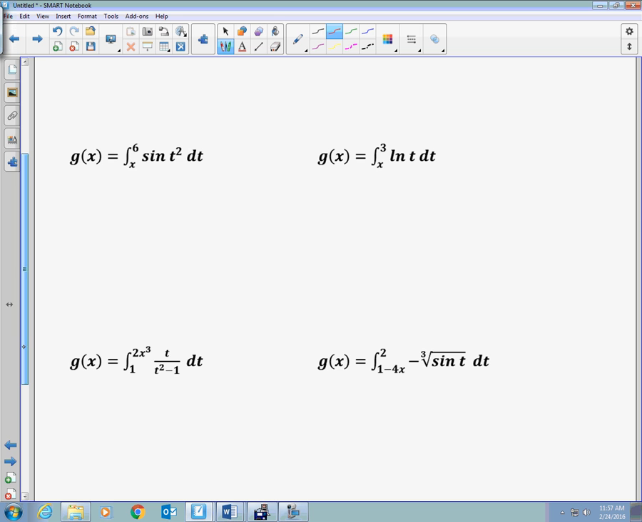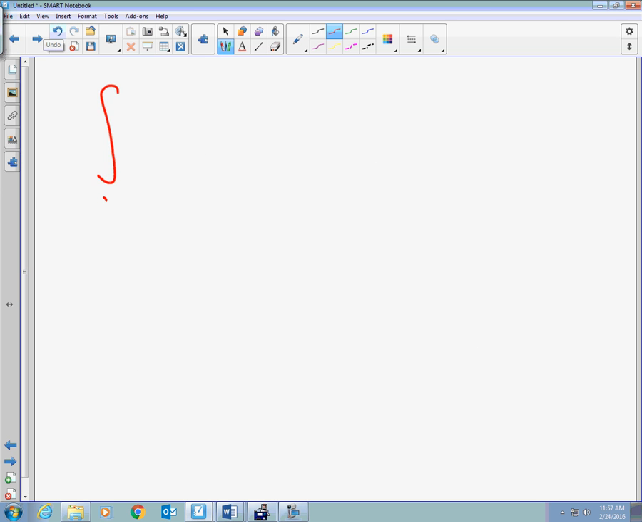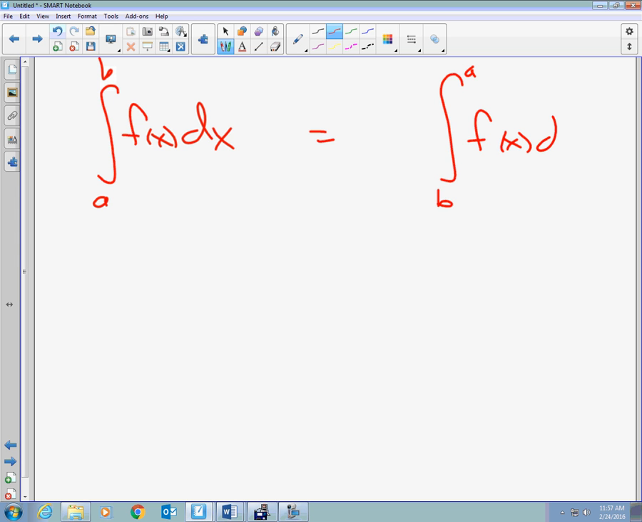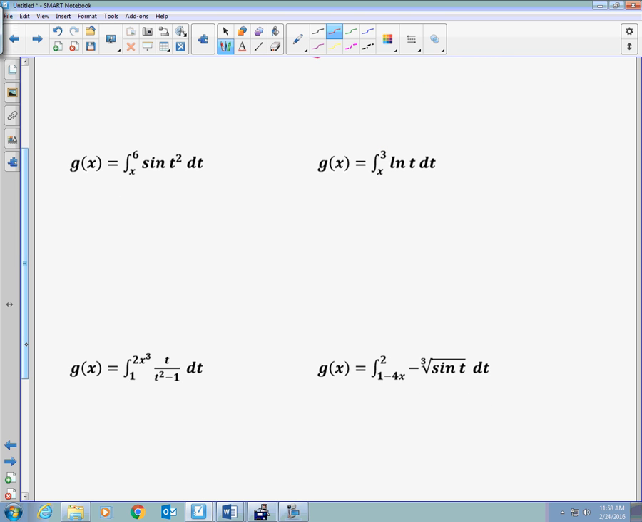Okay, what do you notice that's different about this one? The x is on the bottom. This is something important you need to know. If you have the integral from a to b of f of x dx, it is equal to the integral from b to a of f of x dx, except it is negative. So if you reverse the bounds, you simply make it negative. Trust me, you'll remember. So I see the bounds are switched, so I'm going to rewrite it like this. It equals negative integral from 6 to x of sine of t squared. So I want to take the derivative of that. What am I left with?